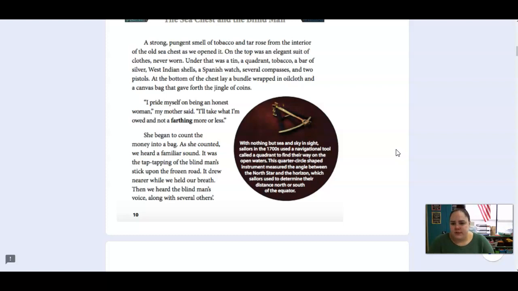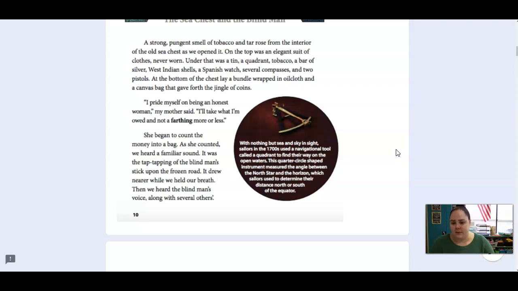A strong, pungent smell of tobacco and tar rose from the interior of the old sea chest as we opened it. On the top was an elegant suit of clothes never worn. Under that was a tin, a quadrant, tobacco, a bar of silver, West Indian shells, a Spanish watch, several compasses, and two pistols. At the bottom of the chest lay a bundle wrapped in oilcloth and a canvas bag that gave forth the jingle of coins.